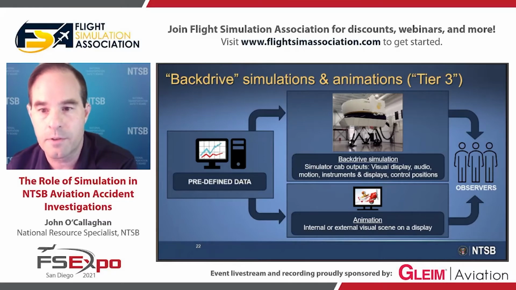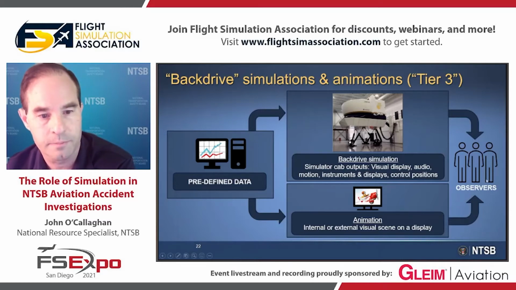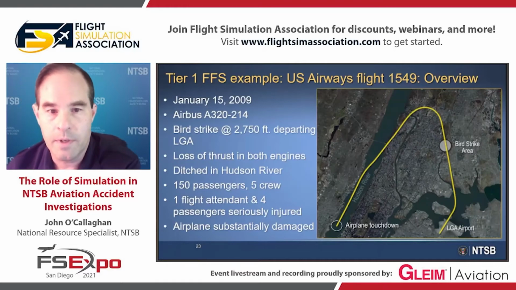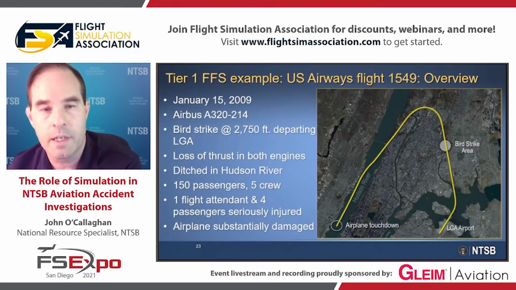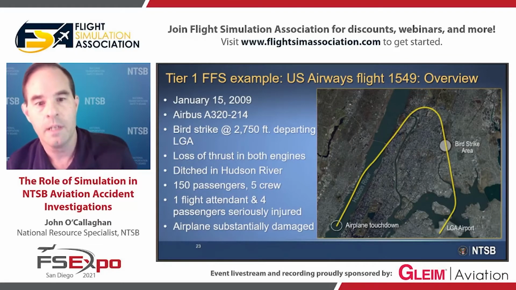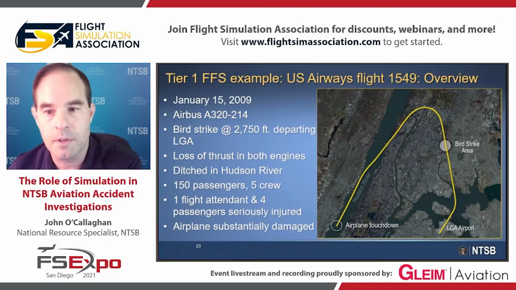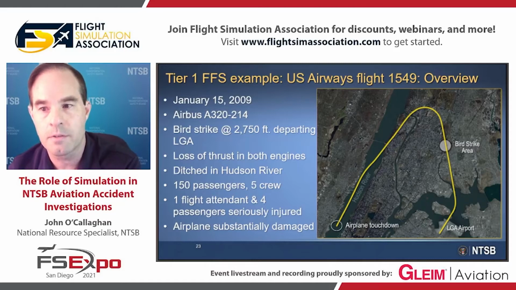I'd now like to illustrate the three simulation tiers using examples from past NTSB investigations. The investigation of US Airways Flight 1549 is an example of the NTSB's use of Tier 1 full flight simulators. On January 15, 2009, US Airways Flight 1549, an Airbus A320, lost almost all thrust in both engines after striking a flock of geese about 2 minutes after departing from LaGuardia Airport in New York. The flight crew ditched the airplane in the Hudson River about 3.5 minutes after the bird strike.